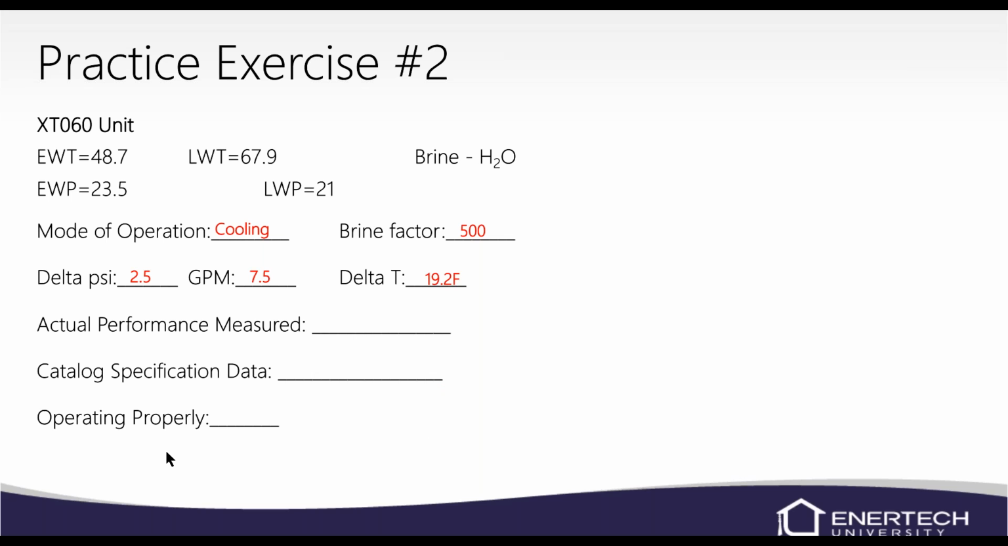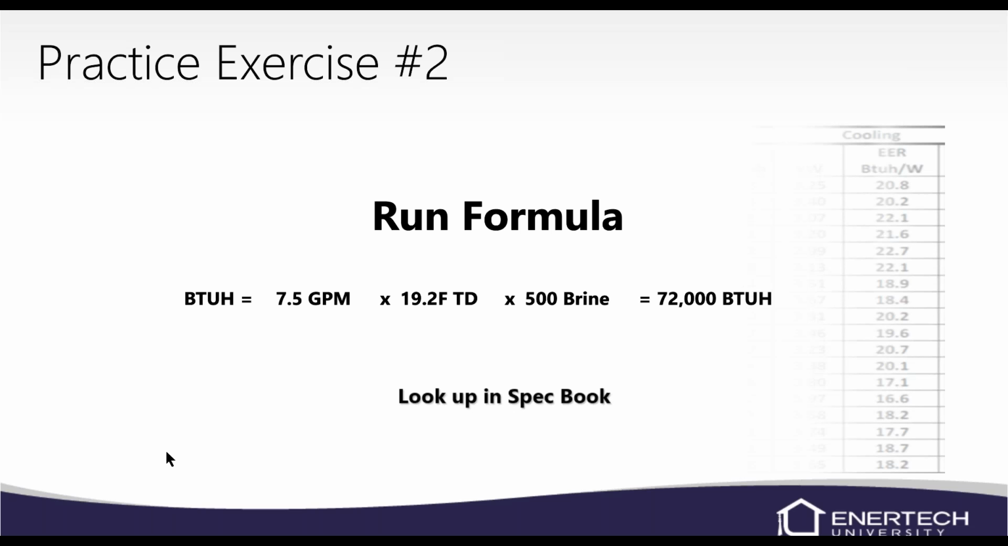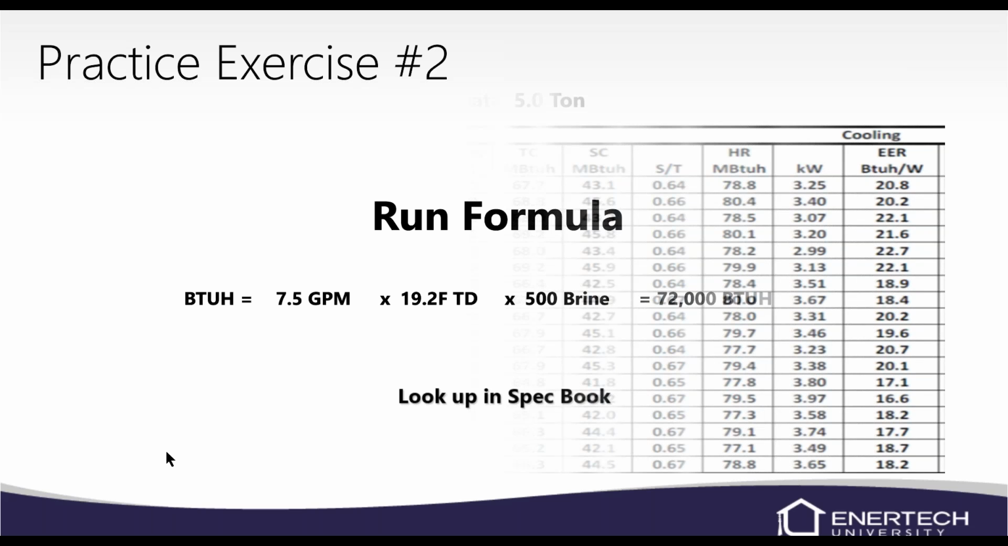So now we've got all the numbers, we can just do the math on it. We run the formula: 7.5 GPM times 19.2 temperature difference times our brine factor for straight water of 500. We do the math on that, that's 72,000 BTUs. So it doesn't sound too bad, but we'll go ahead and look it up in the spec manual here.